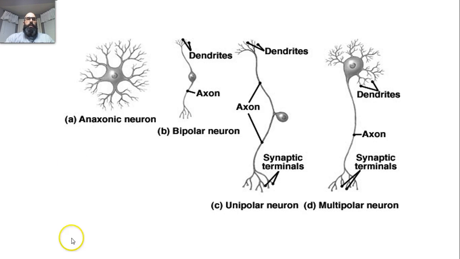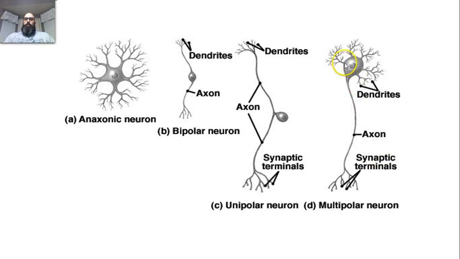Just a quick review here. Anaxonic, meaning you really can't tell where the dendrites and the axons are. You have the bipolar, with the soma or cell body located directly in the middle between the dendrites and the axon. You have a unipolar, where the soma or cell body is off to the side. You have a continuous stream of dendrite to axon.